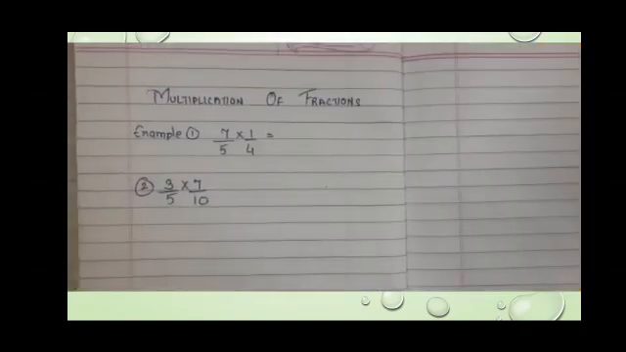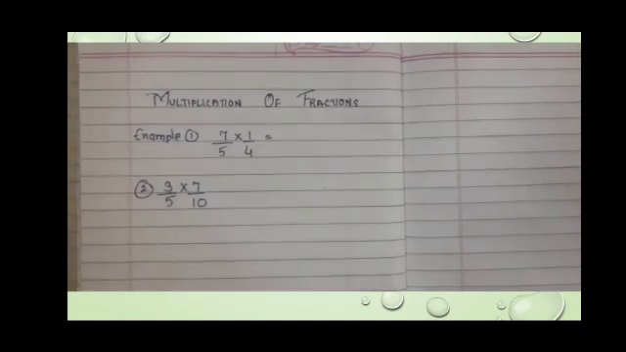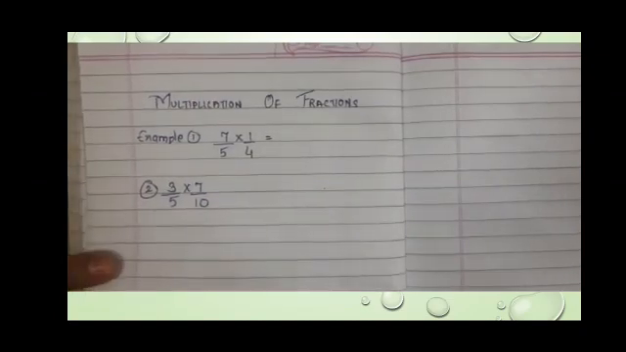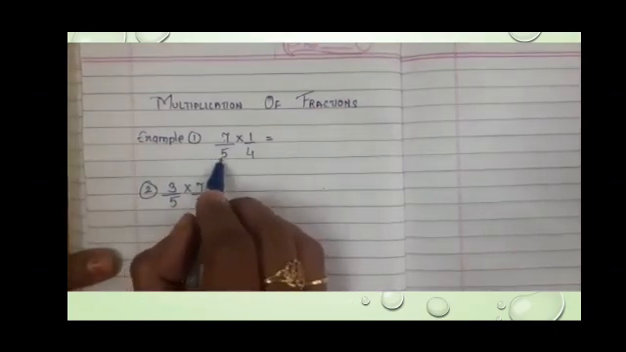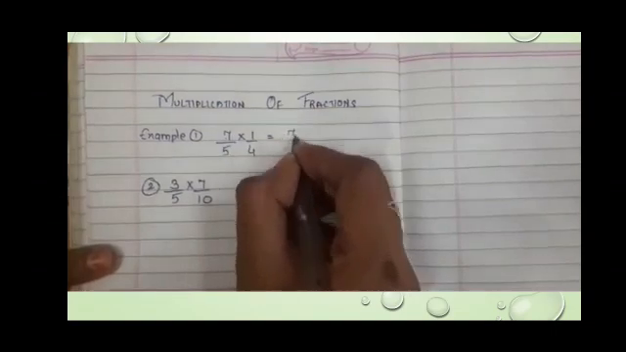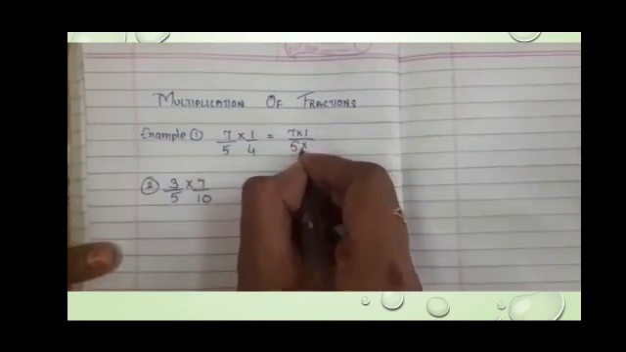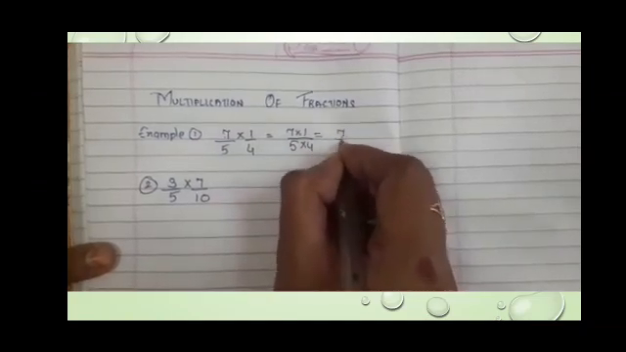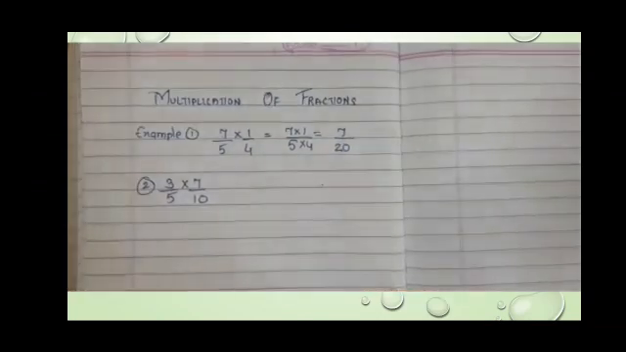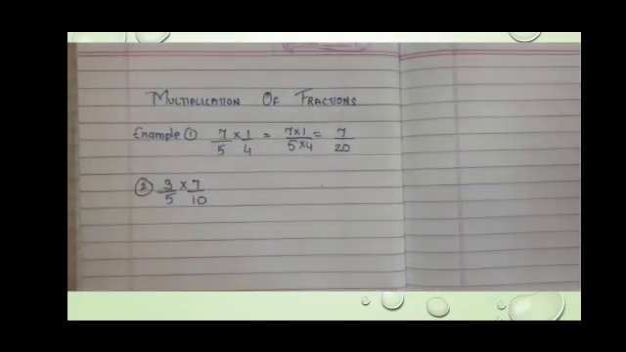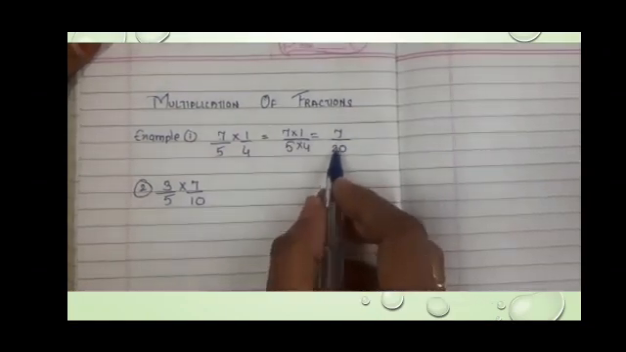Now let's take one more example. Multiplication of fractions. Example number 1. You all can see 7 upon 5 multiplied by 1 upon 4. So here numerators are 7 and 1, denominators are 5 and 4. Simply we will multiply the numerators and multiply the denominators. So your answer will be 7 upon 20. Now 7 upon 20 you cannot reduce, as both numbers do not come in a single table. So this is your final answer.